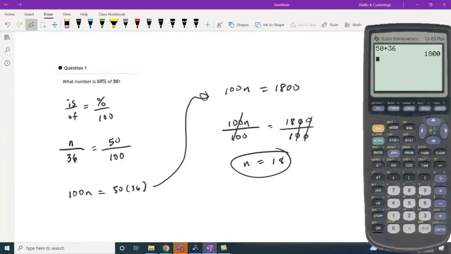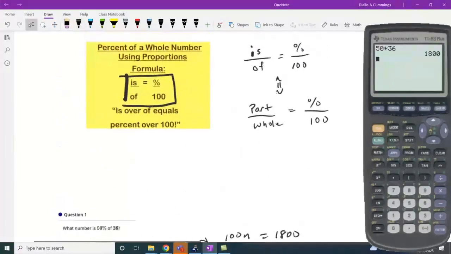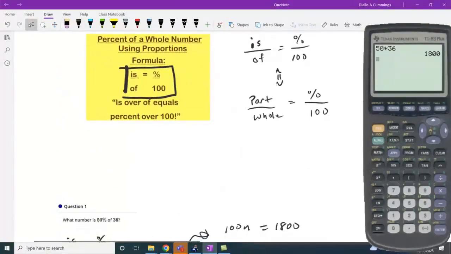You can just do the number divided by 2, but we actually have a couple of numbers, you see what I'm saying? True indeed, 50% is half, so we could take half of 36 to get 18. But placing it in this percent equation, that is over of is equal to the percent over 100.